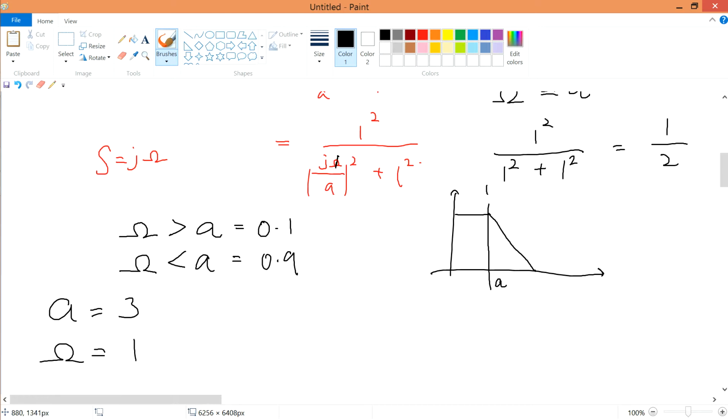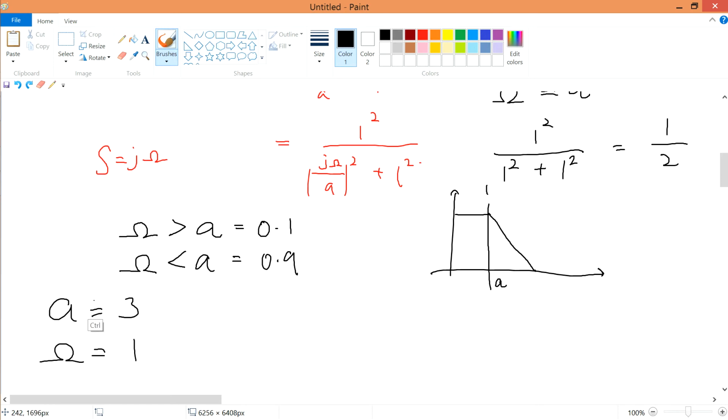If I substitute omega equal to 1 and A equal to 3, I will have 0.9, because A is larger than omega. Because s is equal to j omega, if omega is 1, then s is just j. I think you get what I mean? It's directly proportional. If s is 2, then it's 2j. If s is 3, then it's 3j. If I have 1, then it's 1j, which is this one.